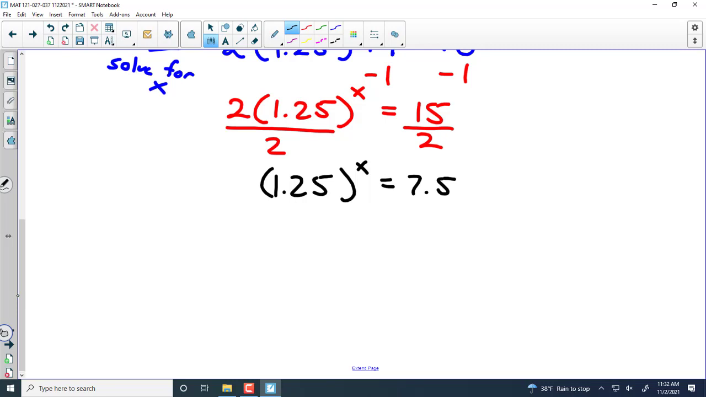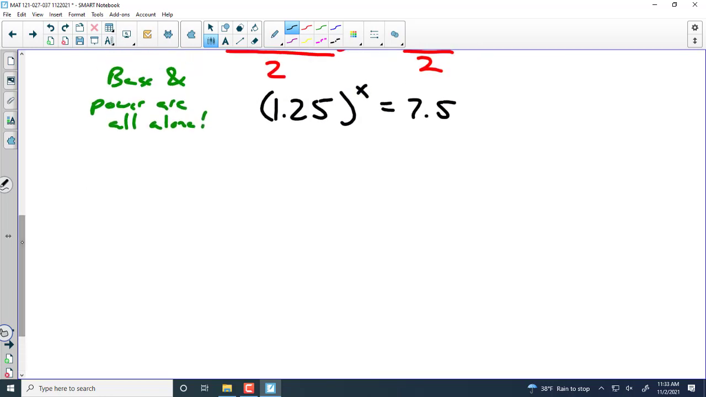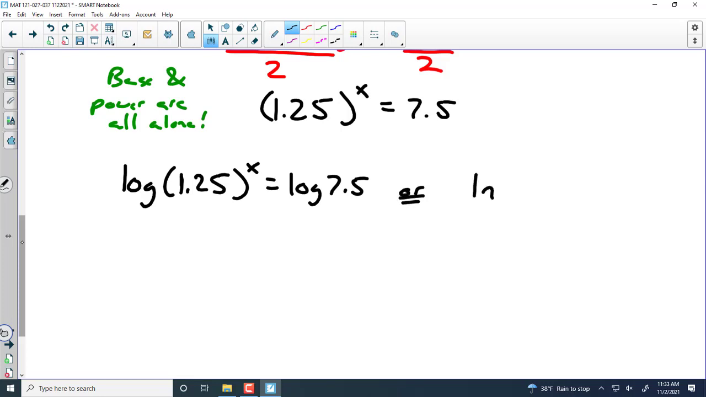Look at that left side of the equation. The only thing on the left side of the equation now is the base and its power. Does everyone see that? The base and the power are all alone. So the question is this, everyone. Do I take the log base 10 of both sides, or do I take the natural log, which is a base e logarithm of both sides? Which one do I do?